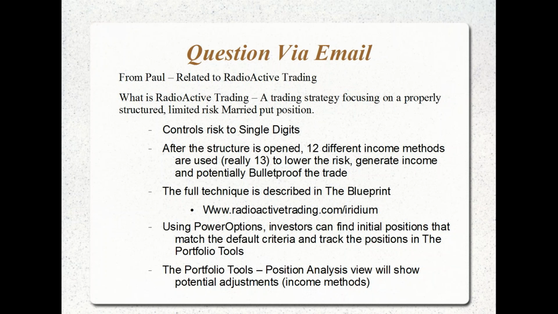Now, radioactive traders who use the Power Options suite of tools can find the initial positions in our married put search on Power Options that match the default criteria of what we look for in a new radioactive trade. And using the portfolio tools in Power Options, investors can track those positions and also see opportunities for rollouts or adjustments using some of the income methods based on what's in the blueprint.